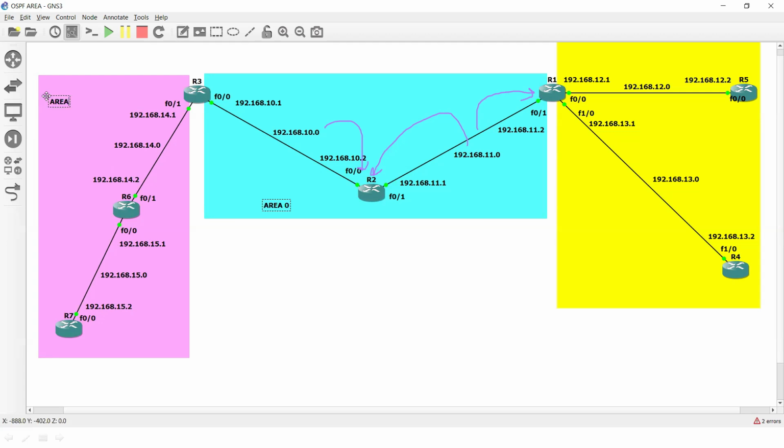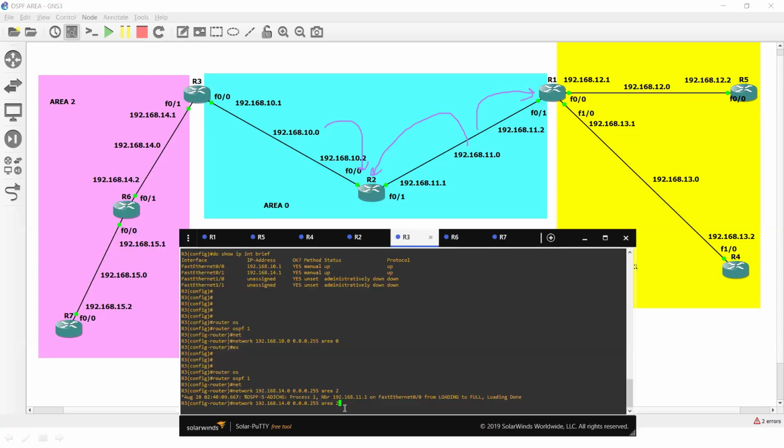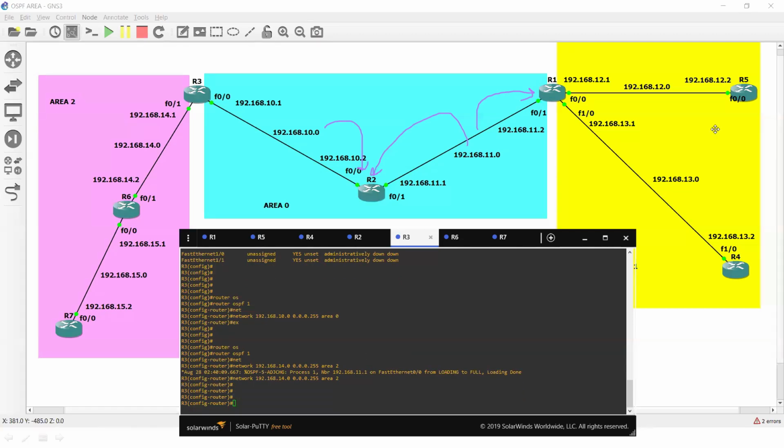This one is area 1. Okay, we are going to configure this first. So let's go back to router number 3 and advertise this network. So we have just advertised this network on this router. Now let's advertise this network on this router. Then again we will advertise this network on both sides.